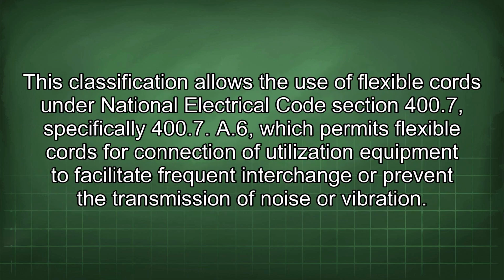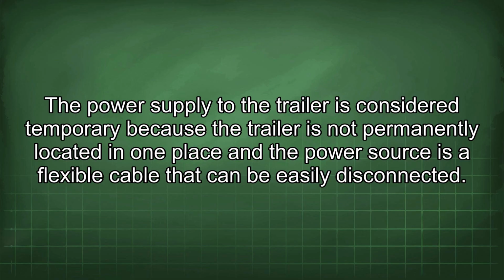This classification allows the use of flexible cords under National Electrical Code Section 400.7, specifically 400.7.86, which permits flexible cords for connection of utilization equipment to facilitate frequent interchange or prevent the transmission of noise or vibration. The power supply to the trailer is considered temporary because the trailer is not permanently located in one place and the power source is a flexible cable that can be easily disconnected.